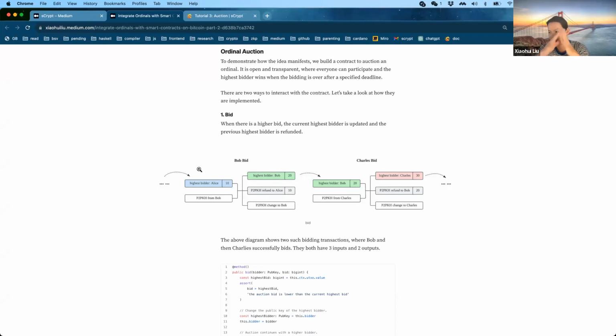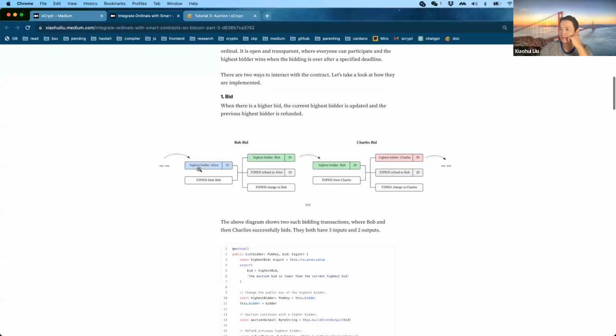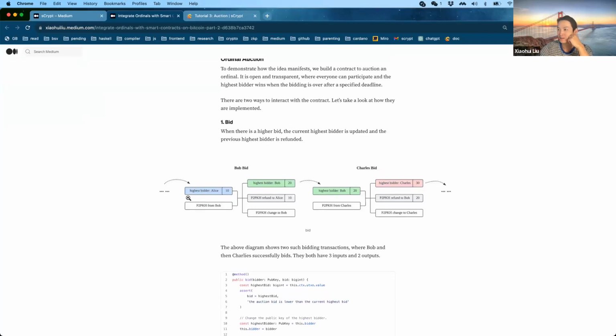After the bidding finishes, after the deadline, the auctioneer can collect the funds. At the same time, he also transfers the ordinal-represented token to the highest bidder. So that's the high level. Exactly how does it work? It should be straightforward, the only difference is that here we are integrated with ordinals.